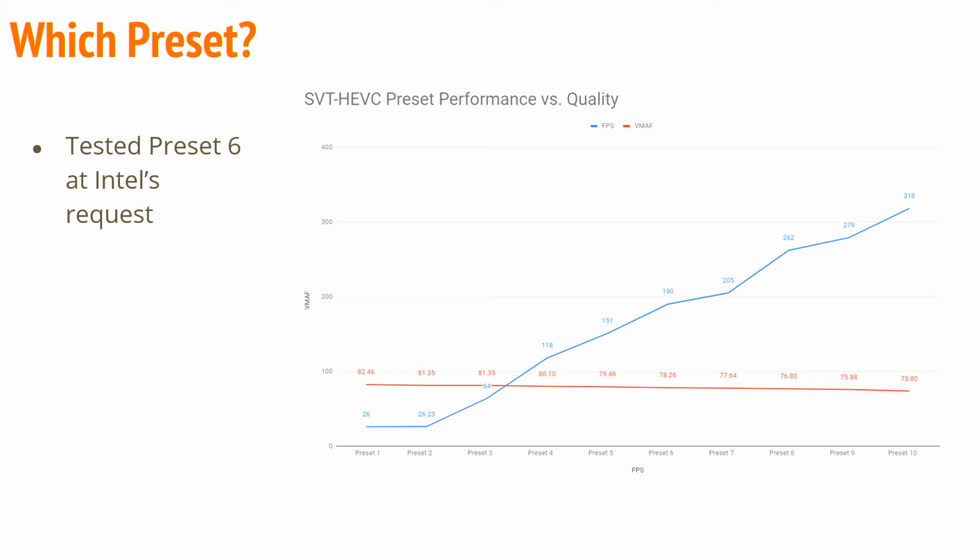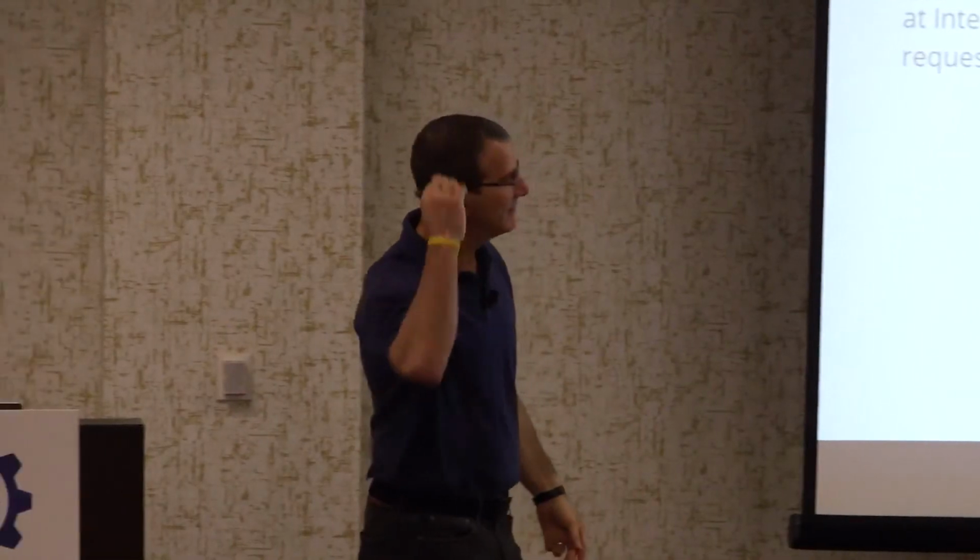Which preset for Intel? Here are the presets, here's the VMAF score, here's the frames per second. So the presets are down here. We could go from 1 to 10. And then this is the high quality option, low performing, 26 frames per second. This is the high performing, lower quality at 73.8. And then Intel basically said, looking at this data, let's just test at preset 6. So that's the preset we tested with.